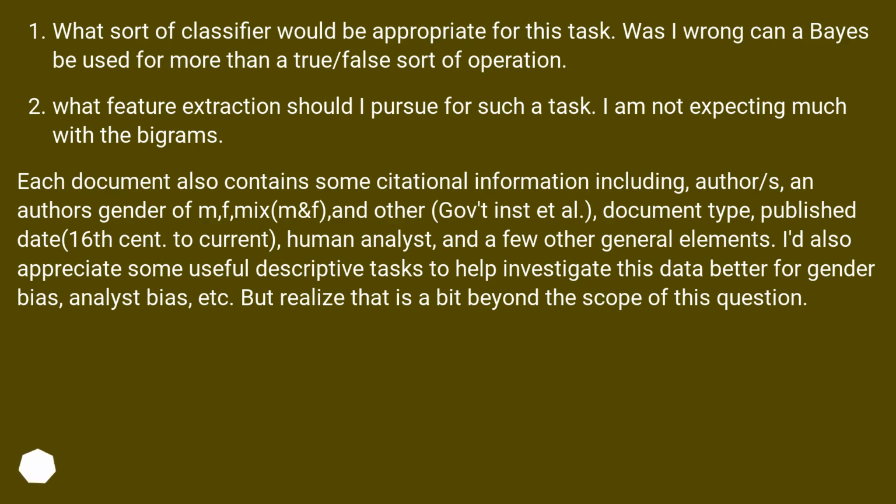Each document also contains some citational information including author/s, an author's gender of M, F, mix M and F, and other, GovT Inst et al., document type, published date 16th cent. to current, human analyst, and a few other general elements. I'd also appreciate some useful descriptive tasks to help investigate this data better for gender bias, analyst bias, etc., but realize that is a bit beyond the scope of this question.